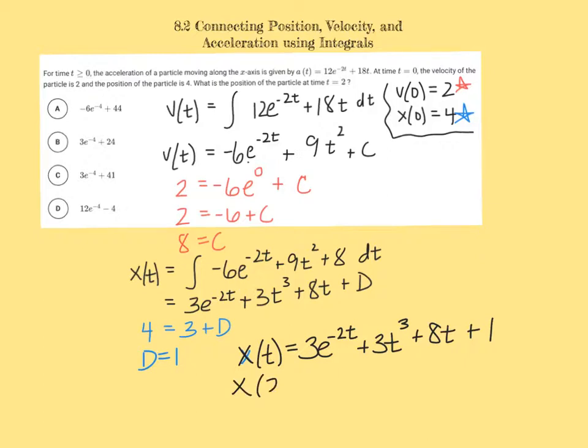Okay, our problem's asking us what's the position at 2. So let's plug in 2. We'll have 3e to the -4. Then if we plug in 2 here, this will give us 8 times 3, which is 24. Then plus 8 times 2, which is 16, plus 1, so plus 17. Yes, I'm picking up my calculator to do 24 plus 17 because I'm tired.